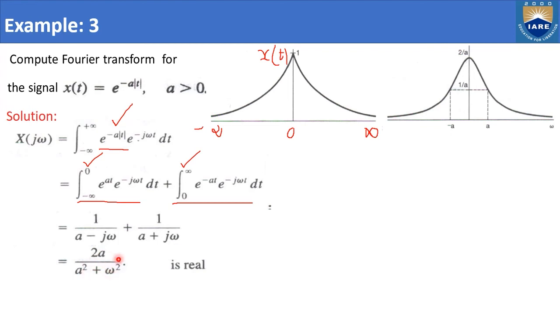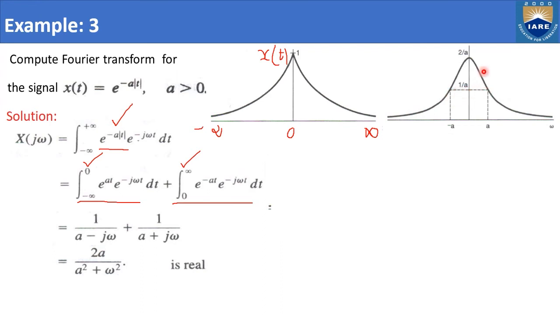If I plot this one, it looks like this. Here the peak value is 2 by a. You can substitute and see: the peak value occurs at omega equal to 0. Substitute 0, I have 2a by a square, a and a get cancelled, and I get 2 by a. So that is the peak. Then substitute omega equal to a. This is 2a by 2a square. 2 gets cancelled, a and a get cancelled, and I get 1 by a. So that is the 3 dB point, which is 1 by a.